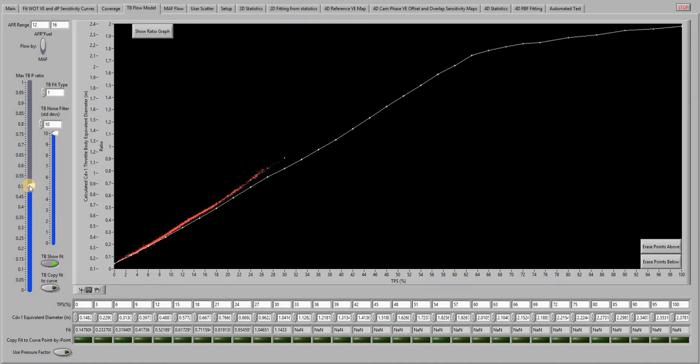Then that's the nice part about using a throttle body model, it really doesn't care what's going on with the engine. And in the context of VVT, that's nice because the cams can be in any kind of crazy place, and the throttle body model doesn't care. So again, if you look at the response at the lower pressure ratios, or if you filter out the higher pressure ratios, you get a very good correlation in terms of equivalent diameter versus TPS.